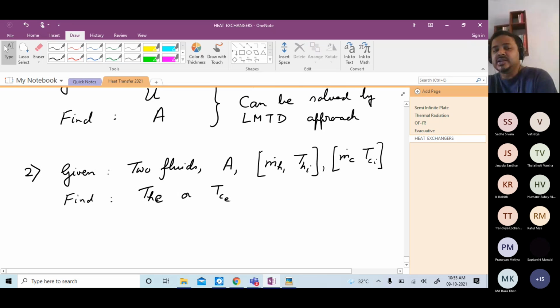Look at this. Can you solve this using LMTD? How will you solve this problem? This is a given problem, boss. Okay, U is also given, sorry.